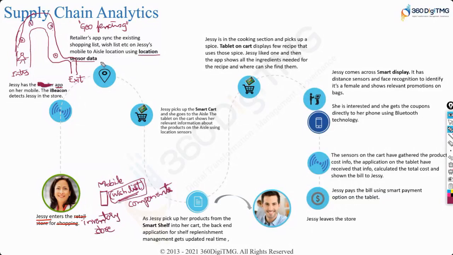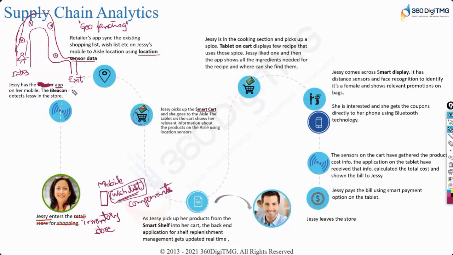And then the moment she picks up the components, to double confirm whether those components are the right components or not, Jesse puts all these components in a smart cart. She goes to the aisle, and you'll have a tablet here on the cart which shows the relevant information about the components or products on the aisle itself. The moment Jesse takes this cart to this location, it will tell what are the various components that are available here and how those components can be used, maybe a brief description about that component, which will double confirm that that's the exact component or product that Jesse needs.